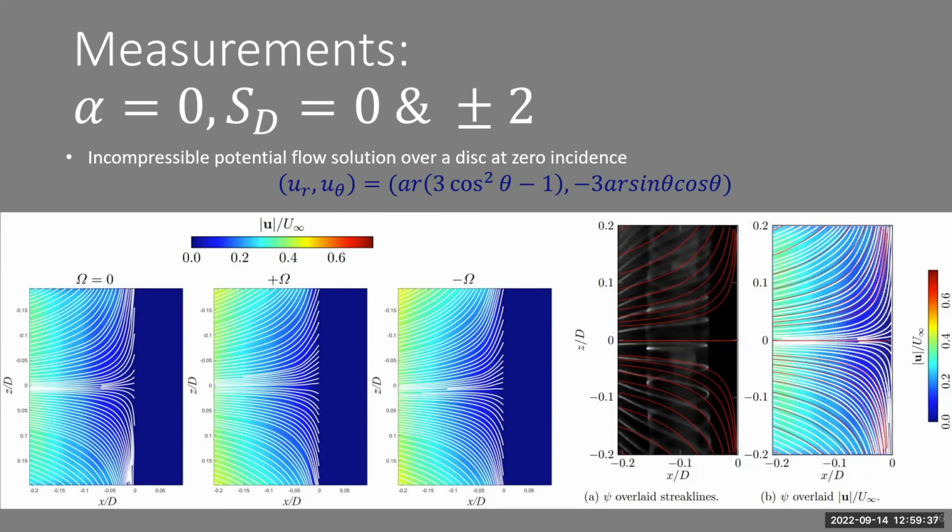And also we note that the plus or minus omega cases are nearly indistinguishable from each other. And this makes sense. This is expected because we're just taking measurements of the same measurement.